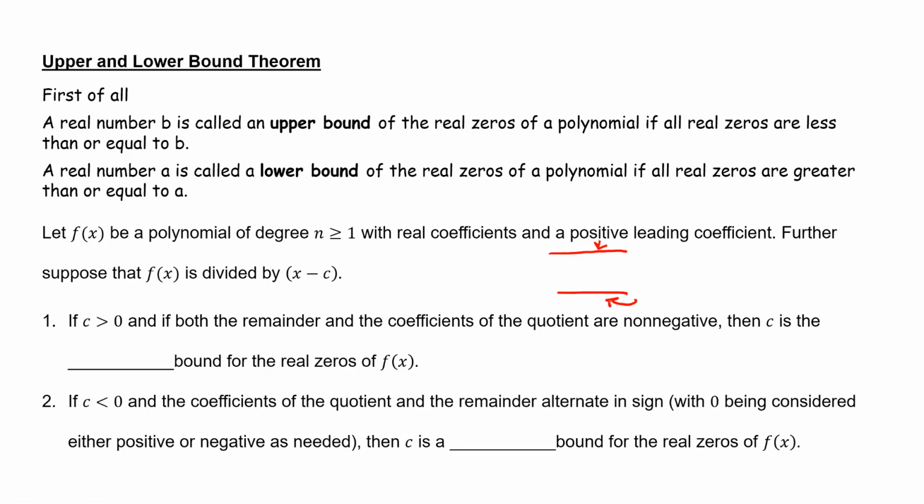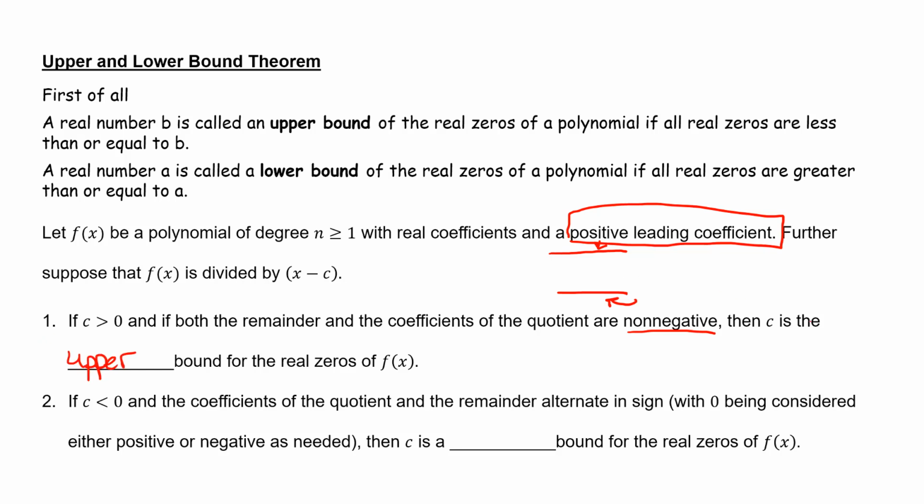All right, so let f of x be a polynomial of degree n greater than or equal to 1 with real coefficients and a positive leading coefficient. This is a condition that has to be true. You have to have a positive leading coefficient. And suppose that you are going to divide that polynomial by x minus c. In other words, when you're trying to see if c is a zero of the polynomial, you'll do synthetic division with the number c in the little bracket. If c is positive, so it's greater than 0, and if both the remainder and the coefficients of the quotient are non-negative, then c is an upper bound.